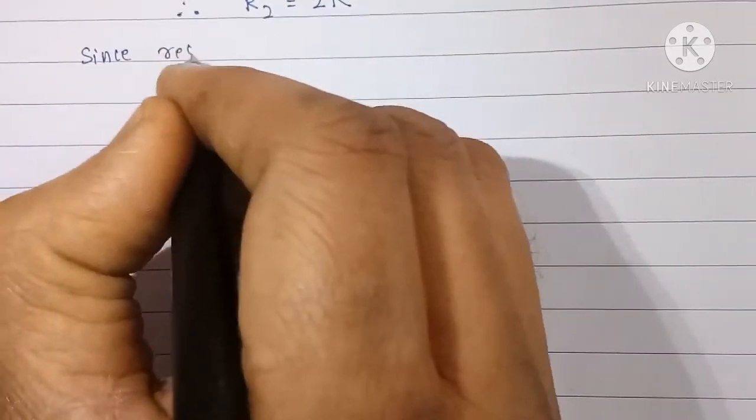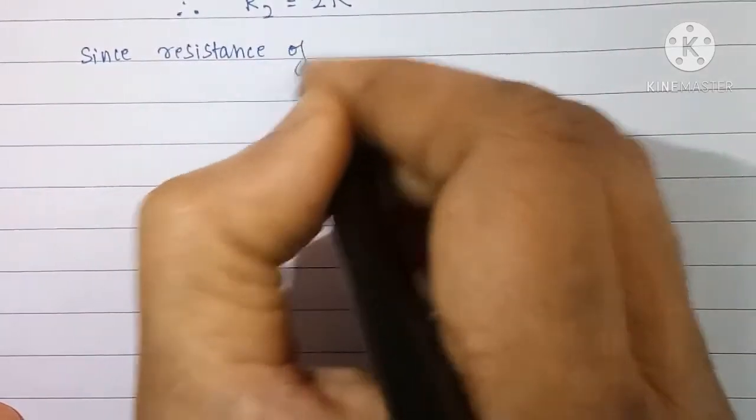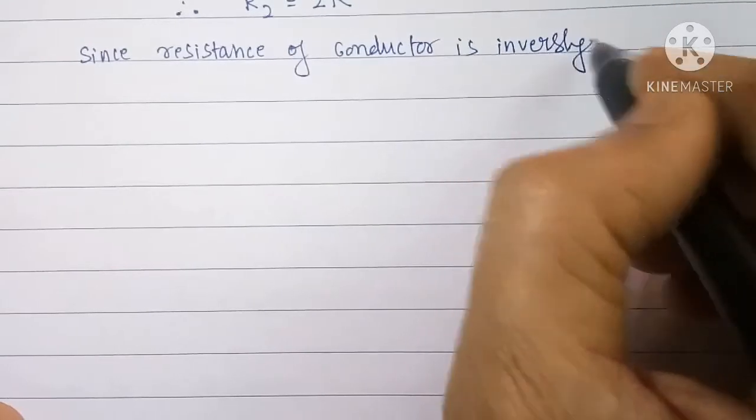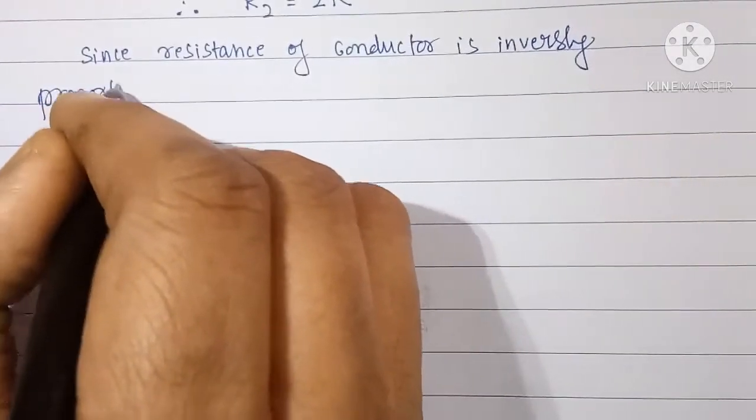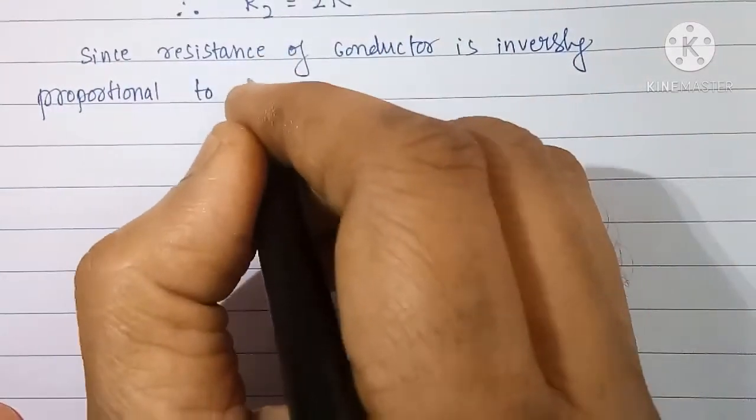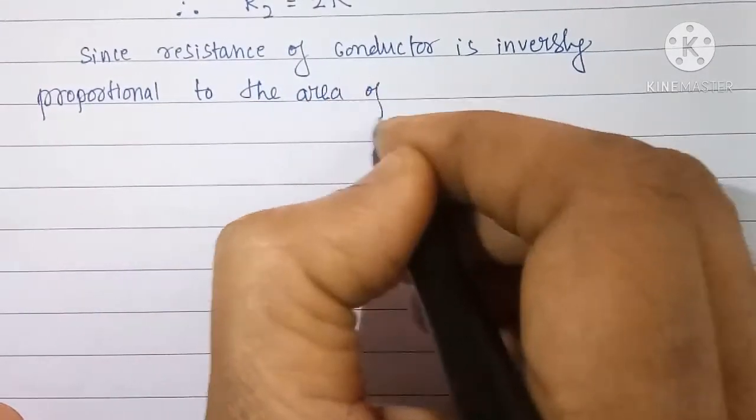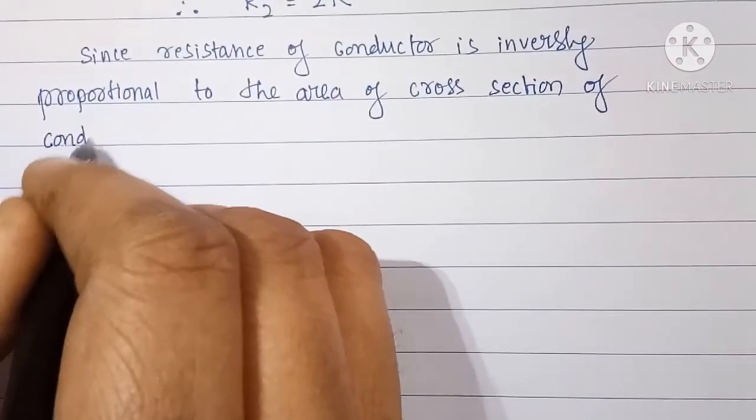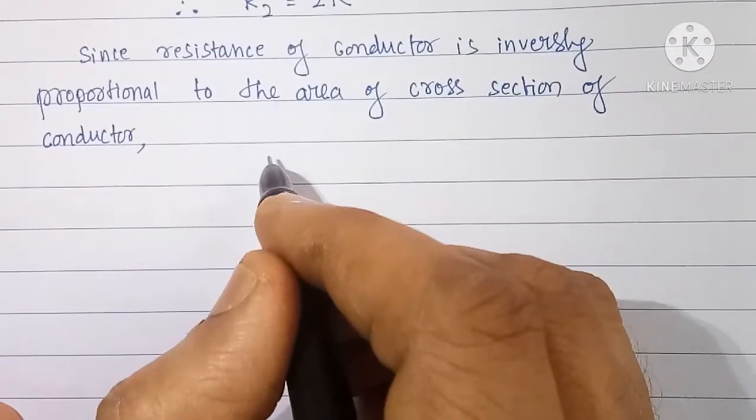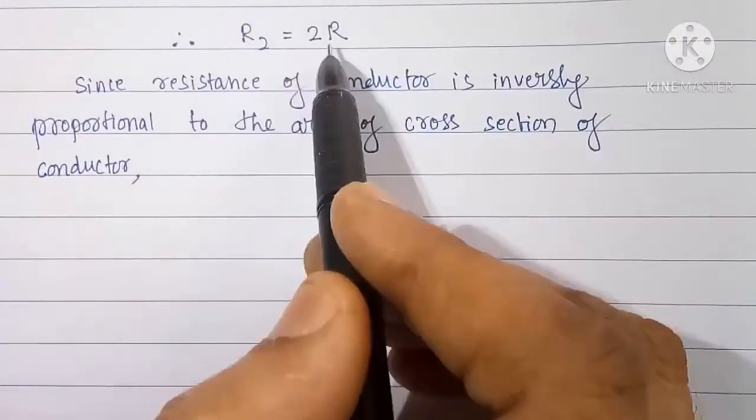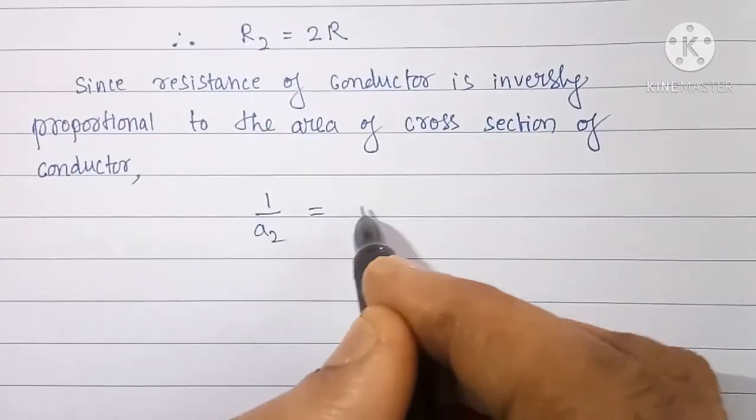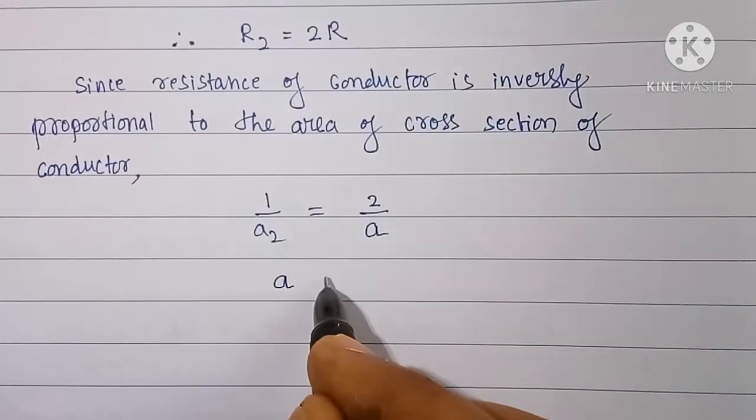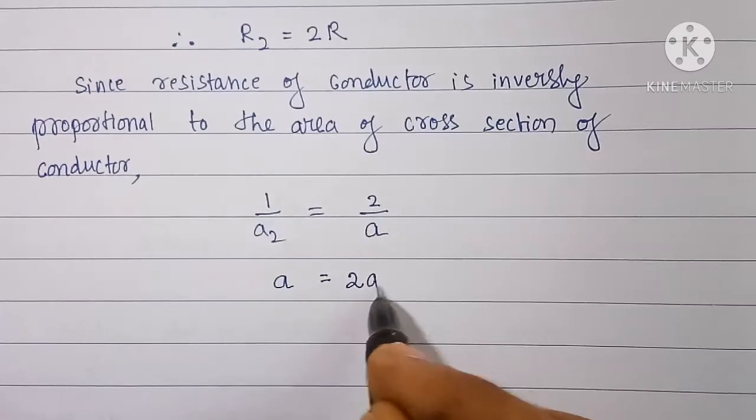Since resistance of conductor is inversely proportional to the area of cross section of conductor, we can write R2 upon 2R as 1 upon A2 equal to 2 upon A, or A equal to 2 times A2.